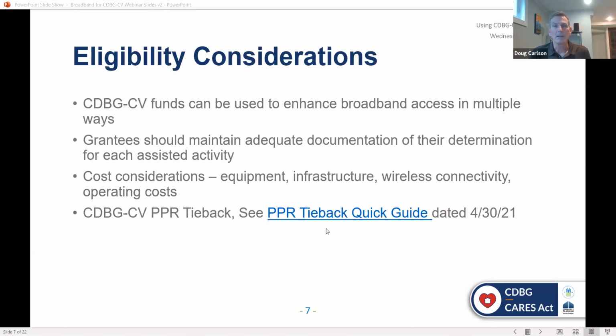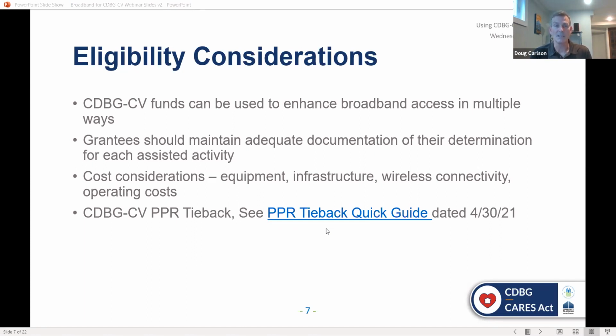So when we think about how we qualify an activity for broadband activity under CDBG-CV, there are several things that we want to think about. There's a lot of ways actually that you can use CDBG-CV funds to enhance broadband access. And in order to do that, just like with any CDBG activity, you need to have the documentation necessary to qualify those activities under eligibility and national objectives. And one other consideration, which I'm going to get to in just a second.